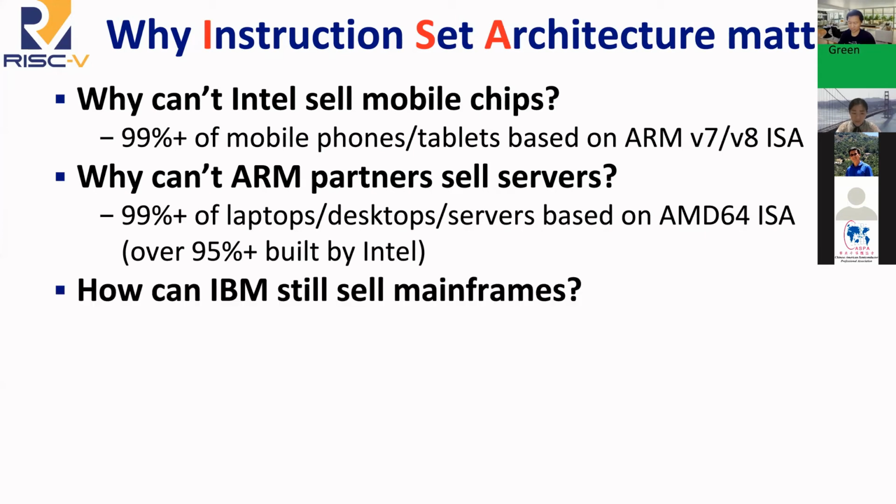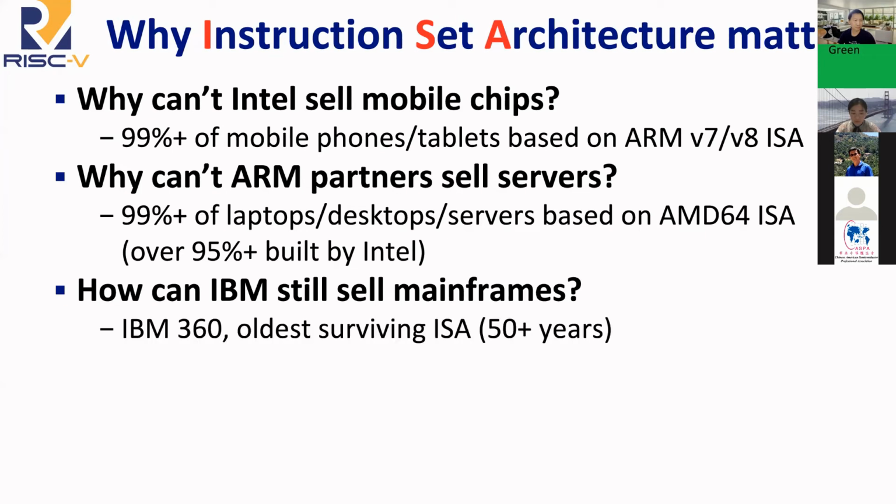Another question is, how come IBM can still sell mainframes? The interesting thing is the IBM 360 is actually the oldest surviving instruction set. IBM defined the idea of an instruction set back in 1964 when they said, okay, we're going to have a software interface that encodes the work the computer's going to do, and we're going to keep that the same, even though we change the implementation underneath. So IBM still has a profitable business selling these mainframes.